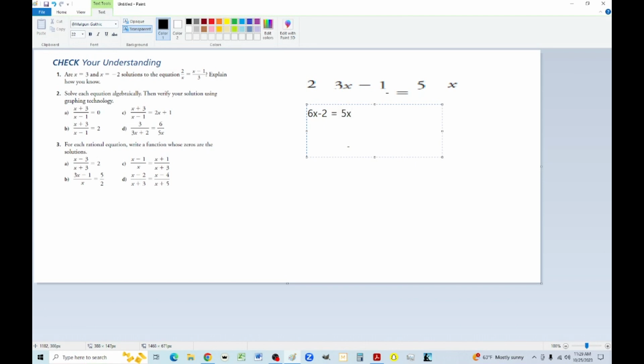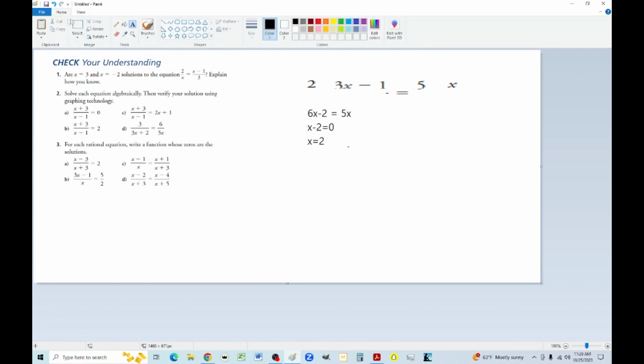Now if I put the 5x to the other side, so I subtract 5x from both sides, I get x minus 2 is equal to 0. That's what solving for 0 means. And I discover that x must be equal to 2. And that's how you do all of these. Not complicated.